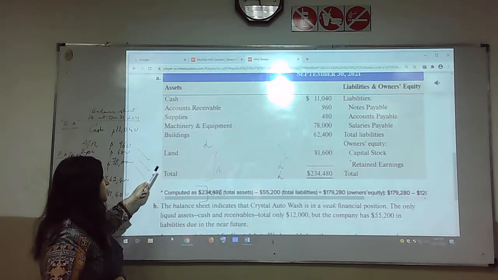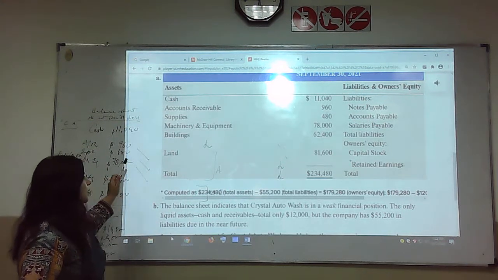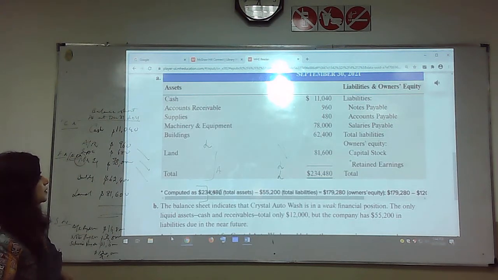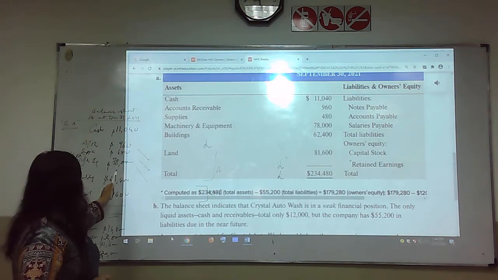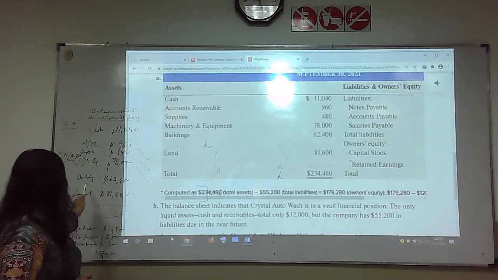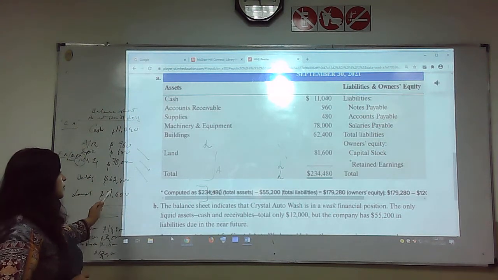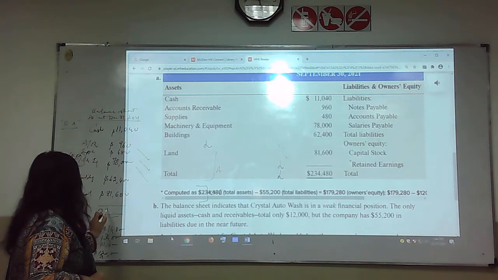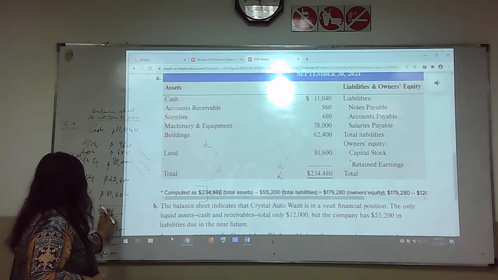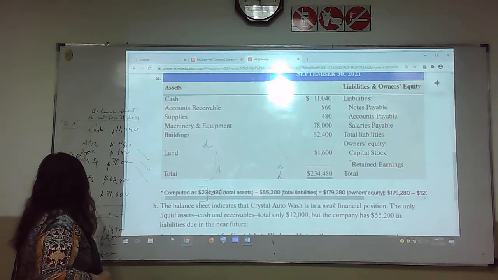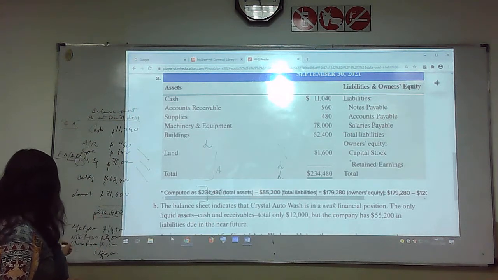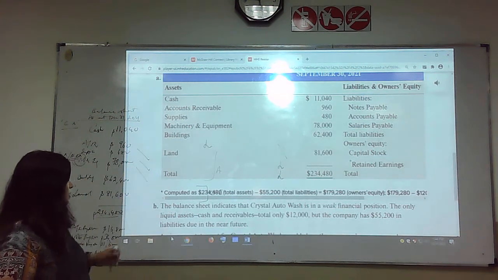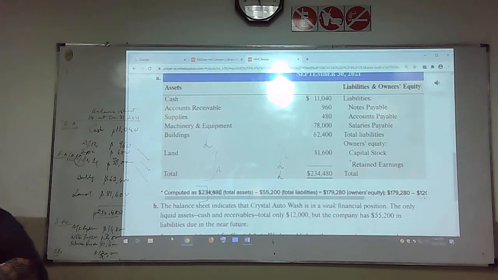So now then you have machinery and equipment as $78,000. Then you have, now this is, let's just see. Okay, building, machinery and equipment is $78,000, and building is $62,400, and land is $81,000. So the total would be $234,480. Okay. And the liabilities now, as you can see, all the components are the same.